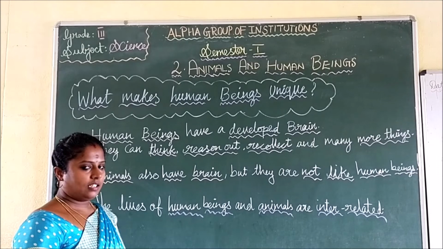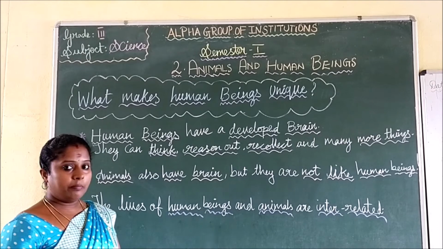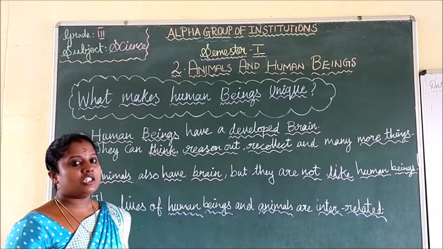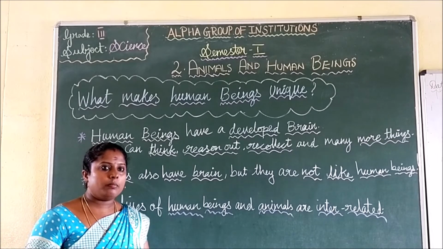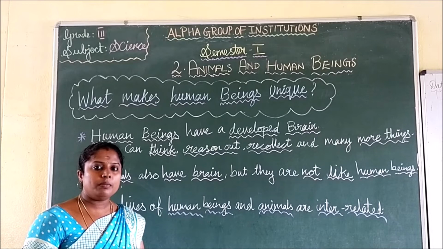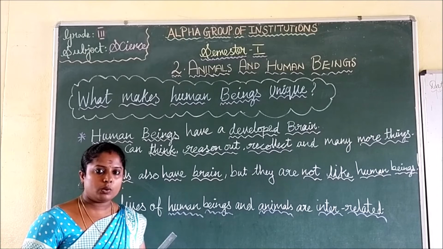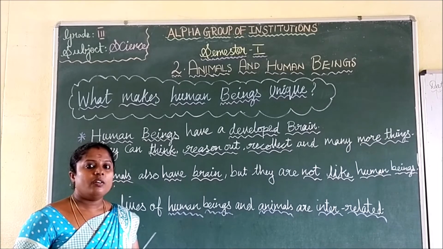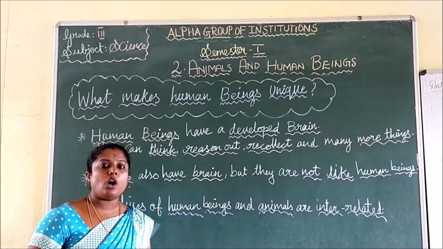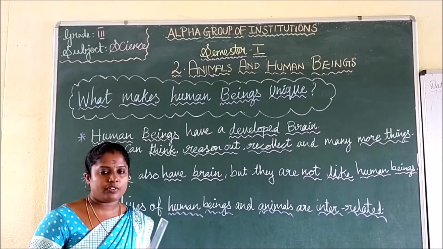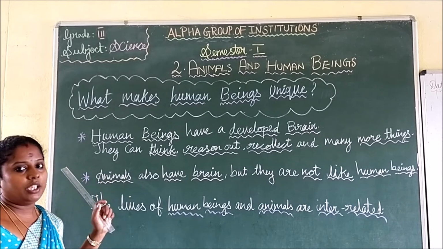So we have come to the end of our session. Next, what makes human beings unique? Unique means what? Different. What makes human beings different? When we compare animals and human beings, who is more efficient? Who does more things? The human being. So how are they unique? Unique means the difference. So what makes human beings unique?